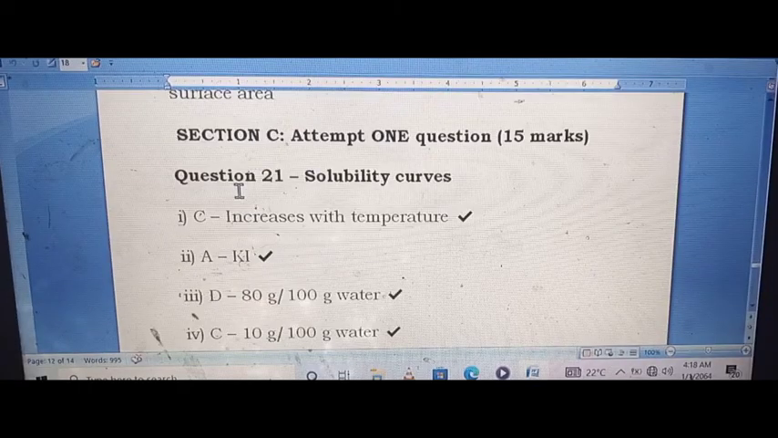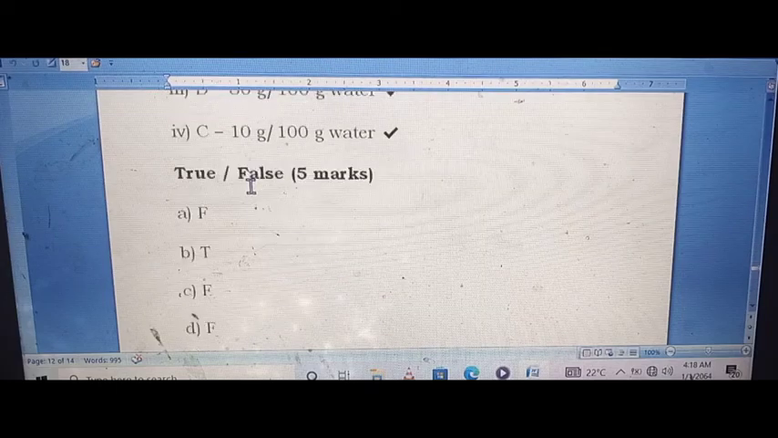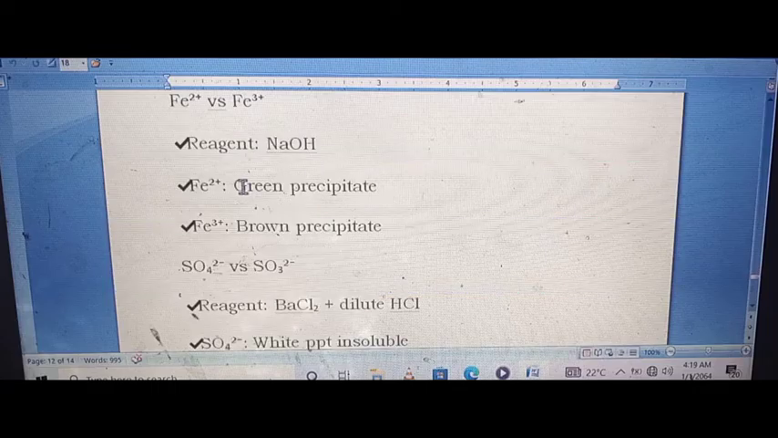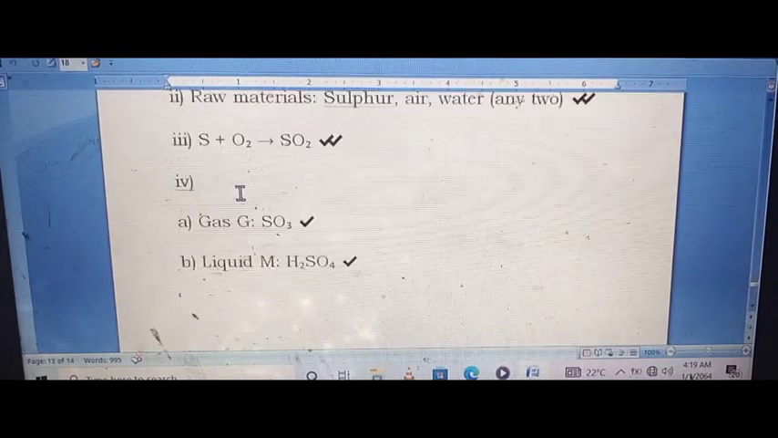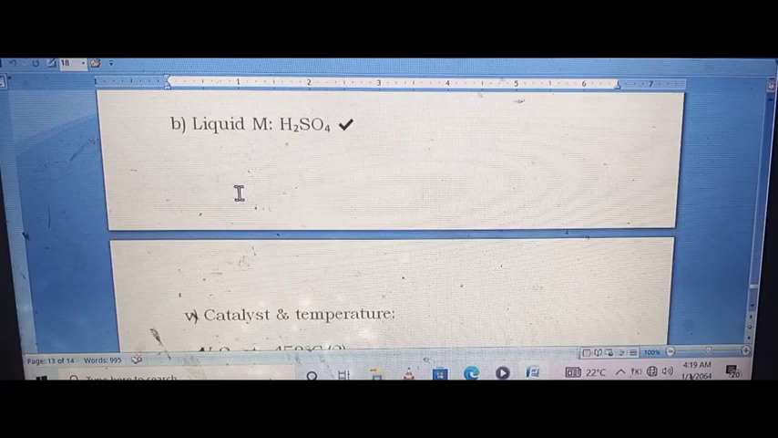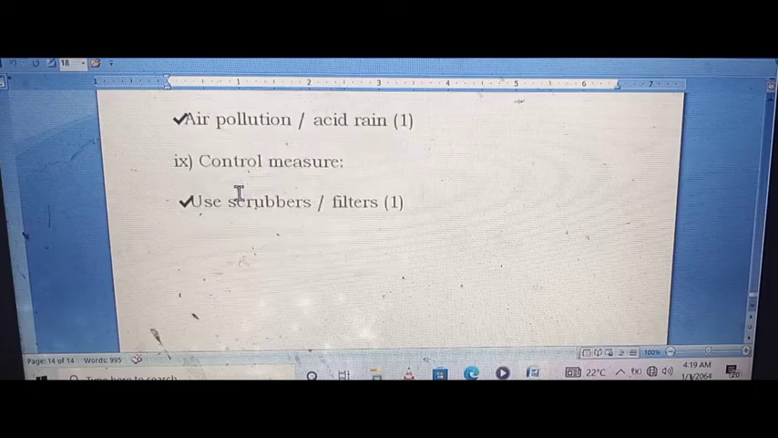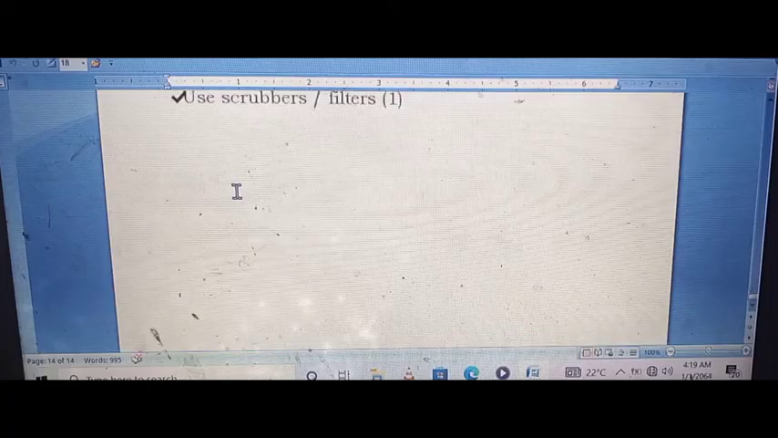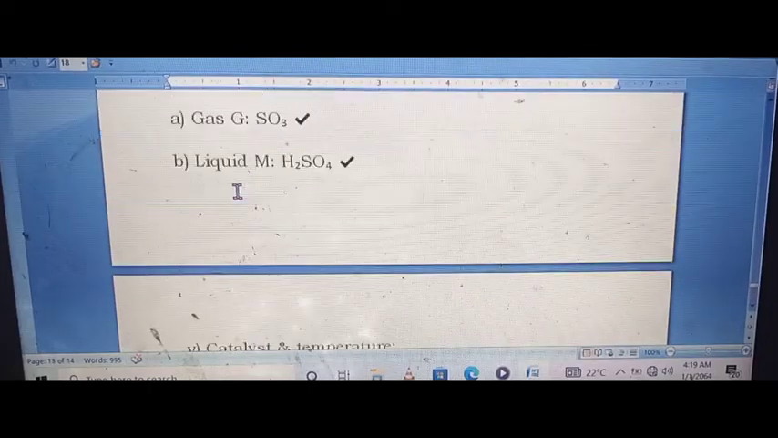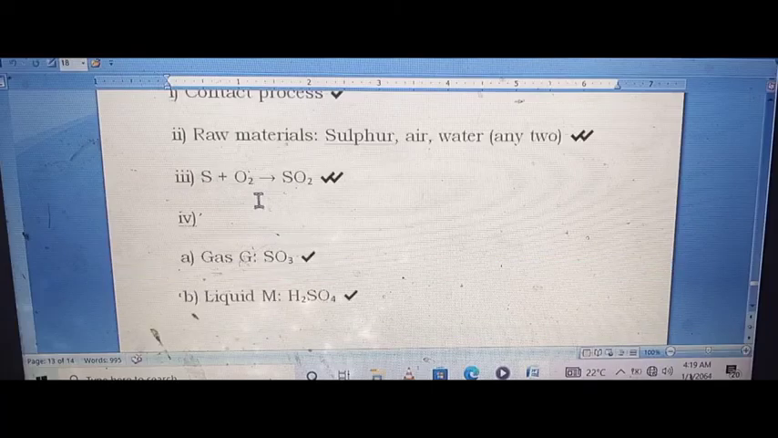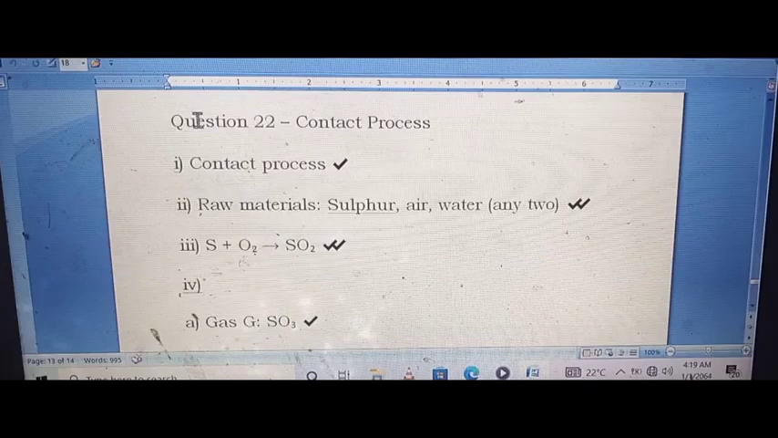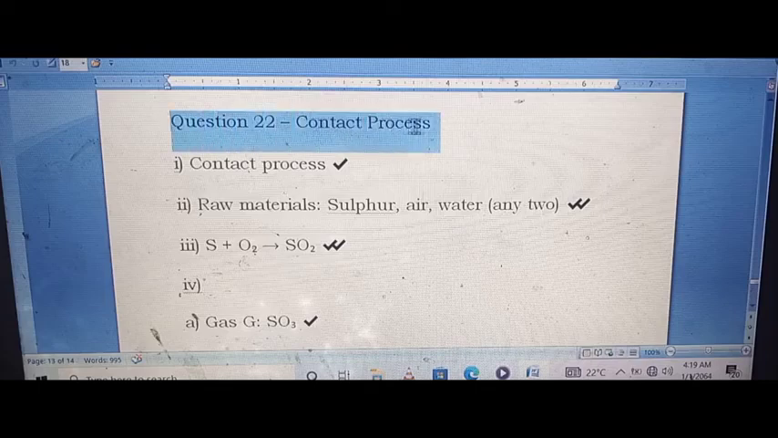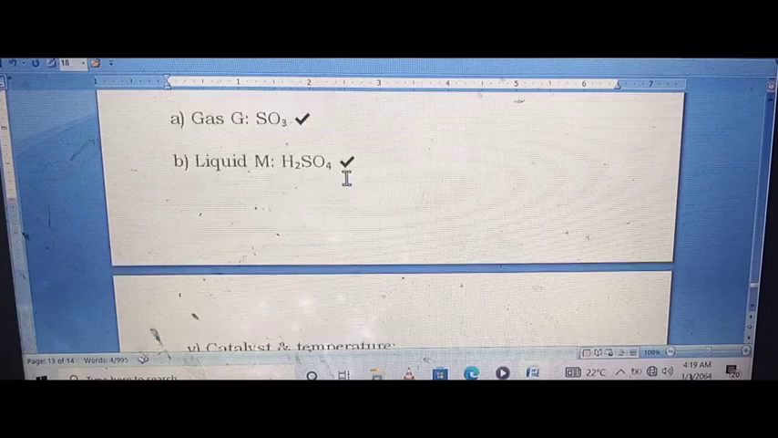Section C. Question 21, about the solubility curve. This is the correct answer. This is question 22. This is the correct answer.